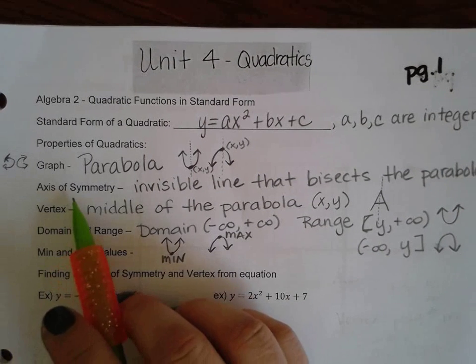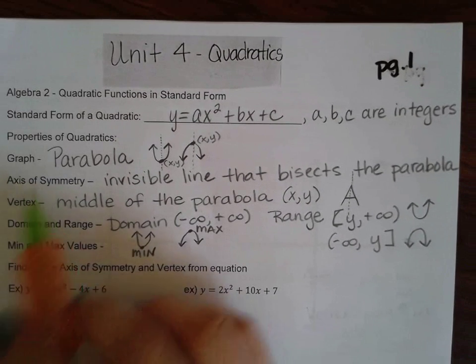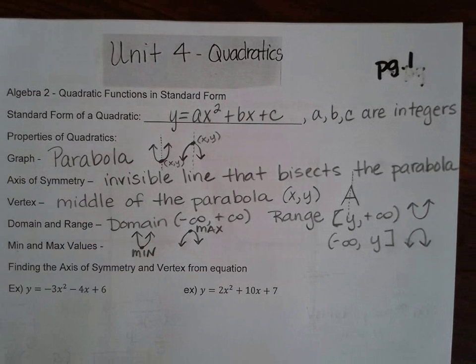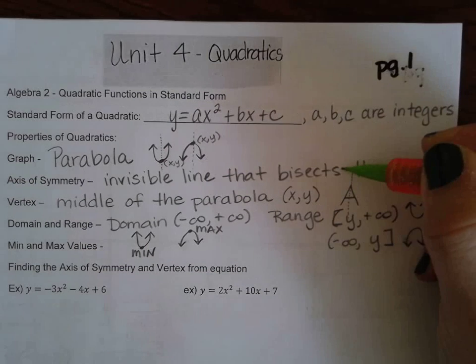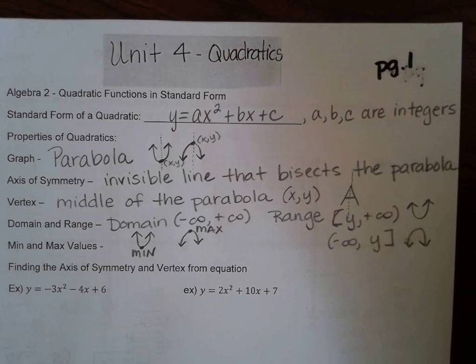The next thing is called an axis of symmetry. And an axis of symmetry is really an invisible line. You won't see it, and it bisects the parabola. So the word bisects kind of comes from your geometry class, and it means to cut something in half.